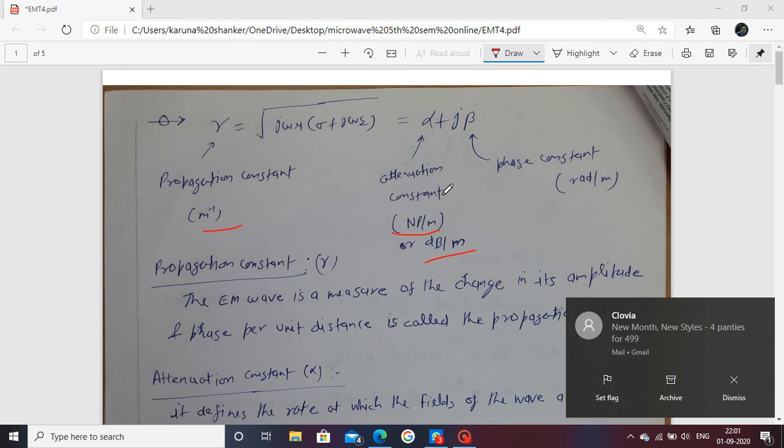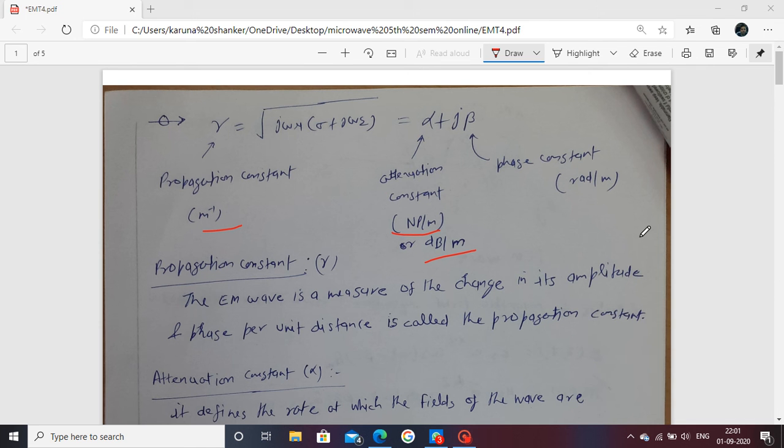In the previous lecture, we have seen the wave equation in terms of electric field and magnetic field. That is also called the vector wave equation. In this vector wave equation, we have seen the gamma. Gamma is equal to the square root of j omega mu (sigma plus j omega epsilon), also written as alpha plus j beta, where alpha is the attenuation constant and beta is the phase constant.